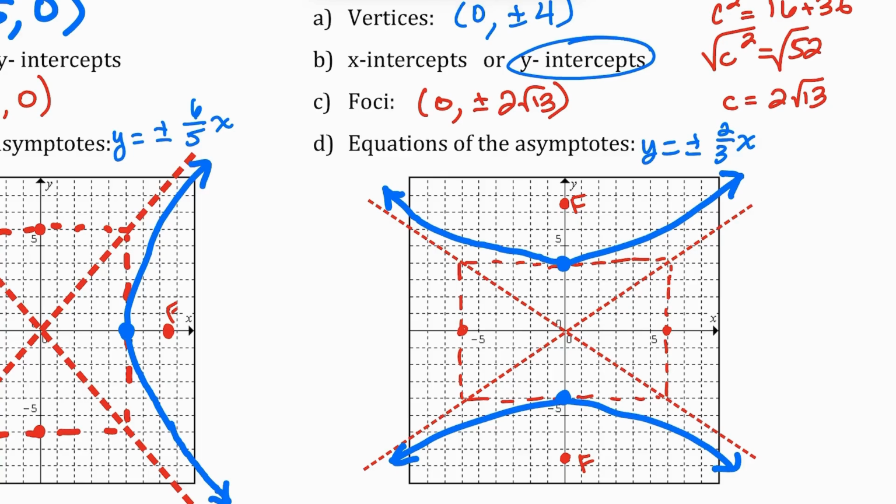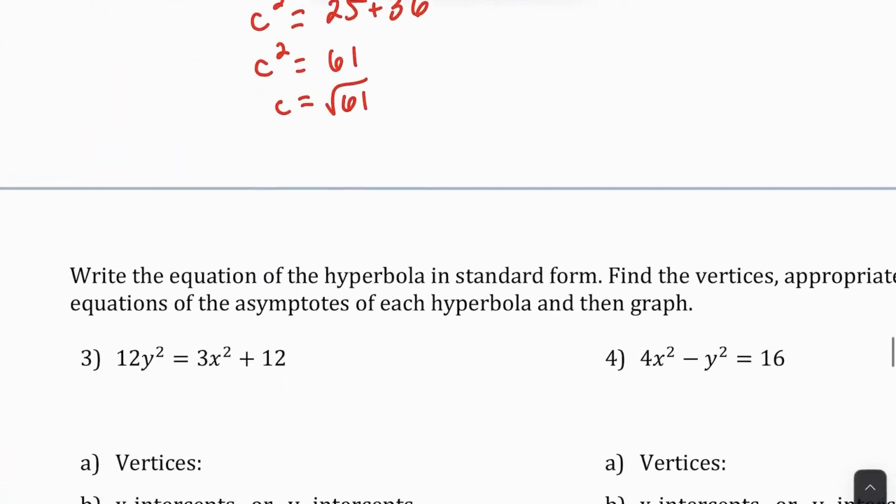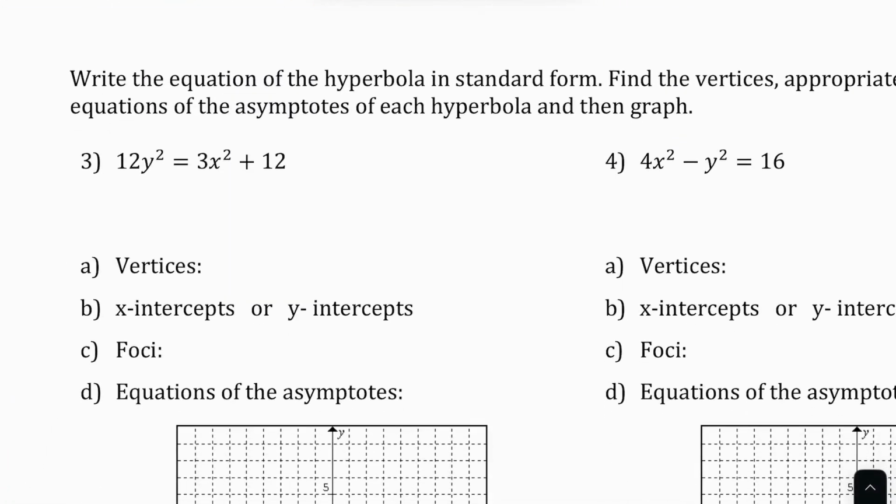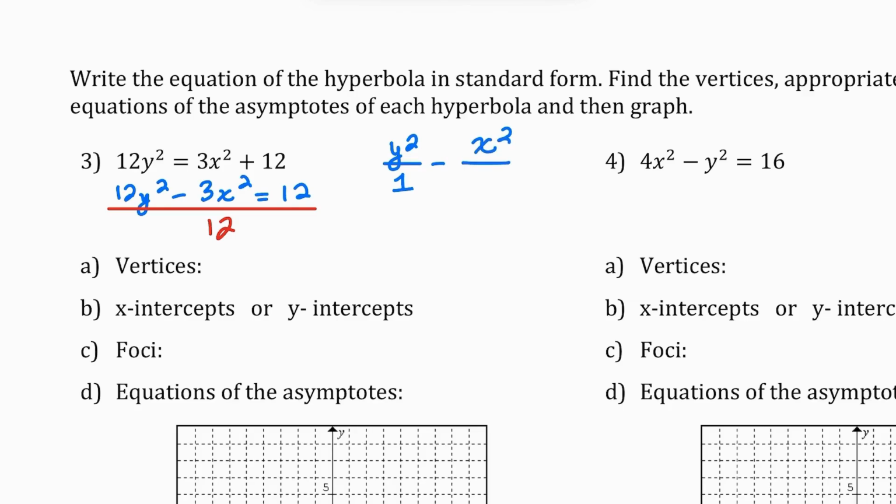Now you might be wondering, okay, how do we complete the square with these? We don't. What's nice about these is all I need to do is make sure my variables are on the same side. So I'm going to subtract 3 on both sides. And I'm going to divide everything by 12 because it needs to equal 1. So we end up getting y squared over 1 minus x squared over 4 equals 1. Because again, with hyperbolas, that has to equal 1.